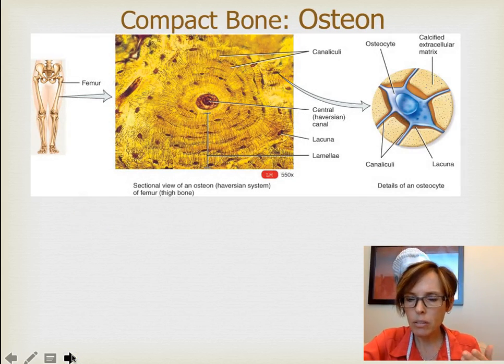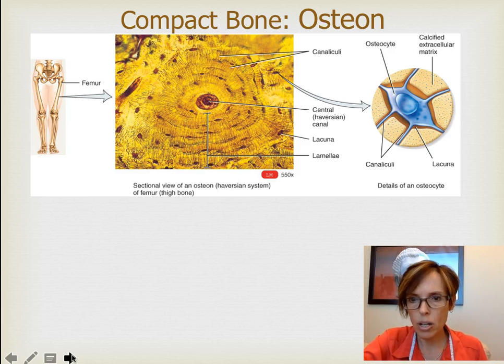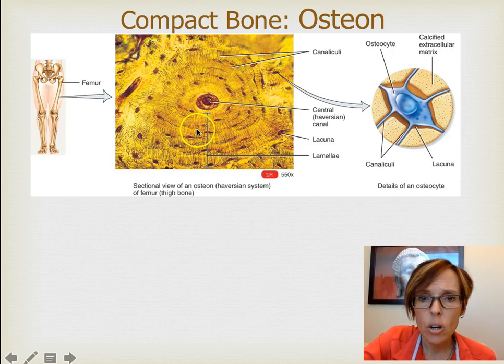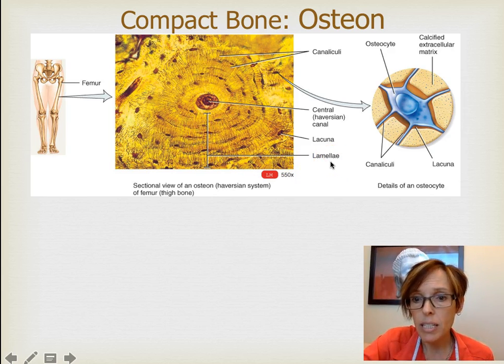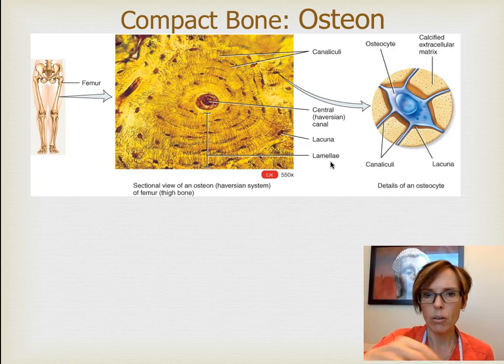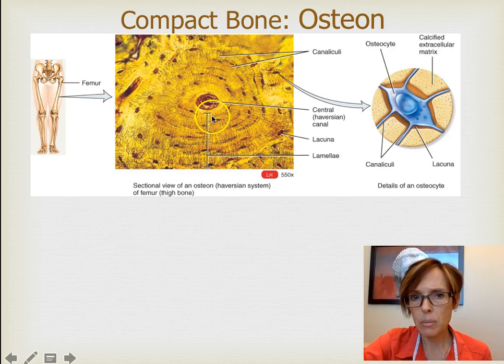But just as a little bit of a recap from what you saw in lab, here we have an osteon, which is part of compact bone. In the center you have the central or Haversian canal. Each one of these rings of matrix around it is called a lamella, so you have many different lamellae. You can really think of that like the rings around a tree. Very similar to that. In the central canal, this is where we have all of our blood vessels.